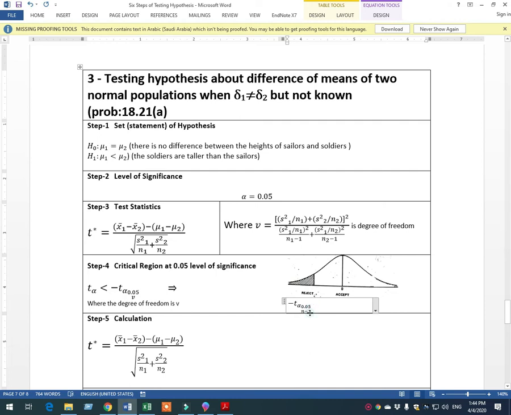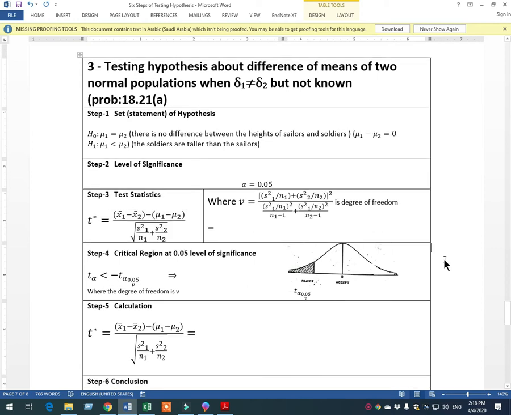We will be calculating this V later on. Right now I am just changing the formula according to my requirement. So this is alpha 0.05 with V degree of freedom. Now first of all we have to calculate this V, we have to find out the critical region, and after that we will be solving this kind of question. So this formula will be dealt with this degree of freedom.